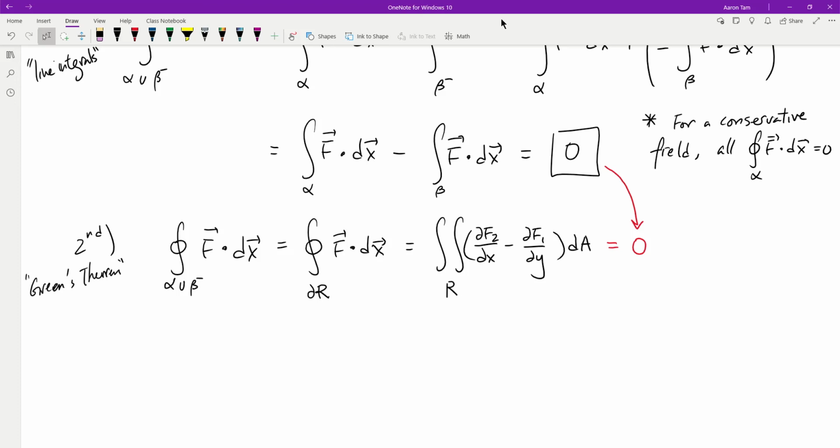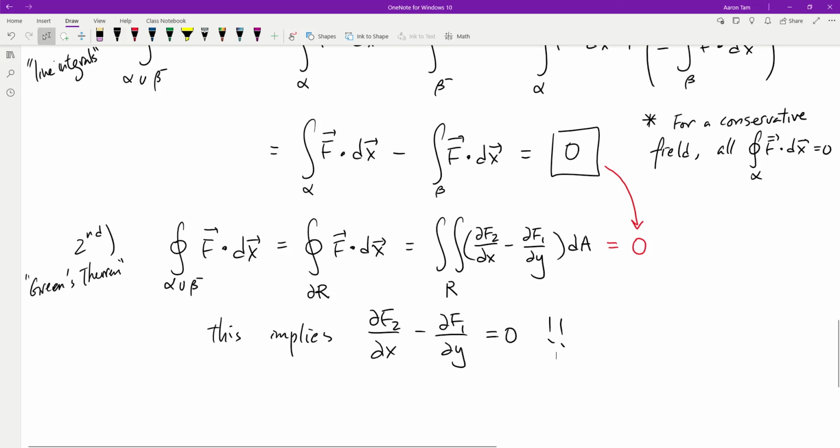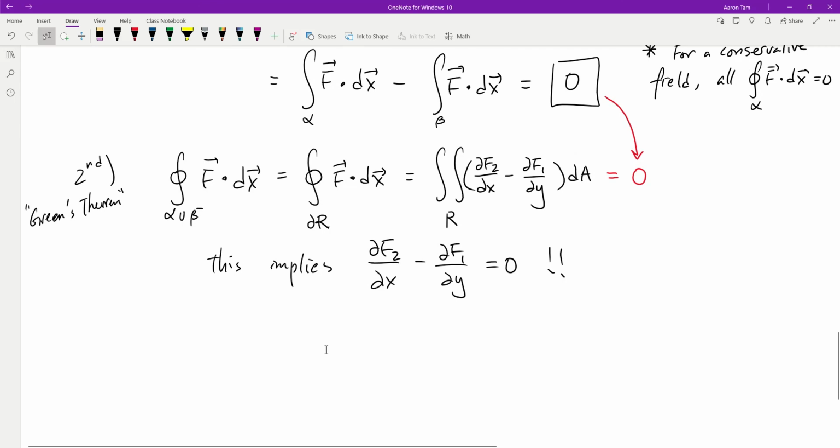Now comes the big question. If I'm doing this Riemann integral and I get 0, no matter what regions we use, what is the logical conclusion? The logical conclusion is this. This statement implies that we have an integrand that is equal to 0. And that is something that we can use. Now we have something that we can use to define a conservative field.